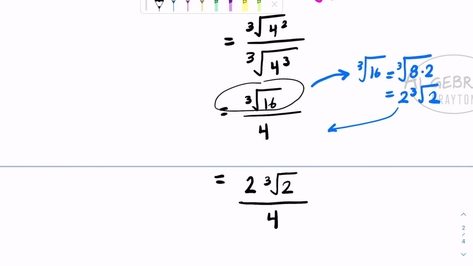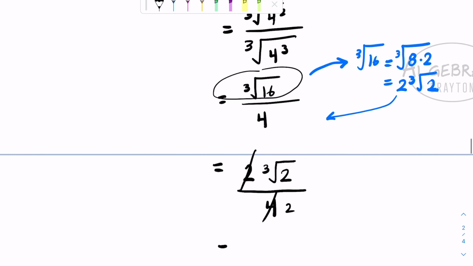And the only other thing I can do here is recognize that 2 and 4 can be simplified. 2 goes into itself once, goes into 4 twice, for my final answer of the cube root of 2 divided by 2.